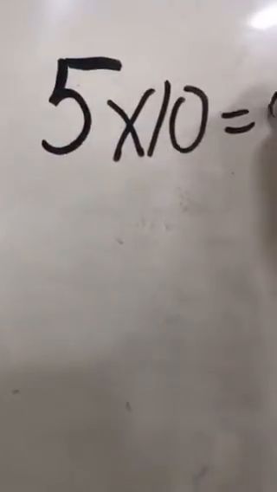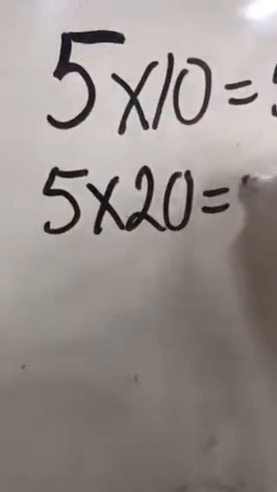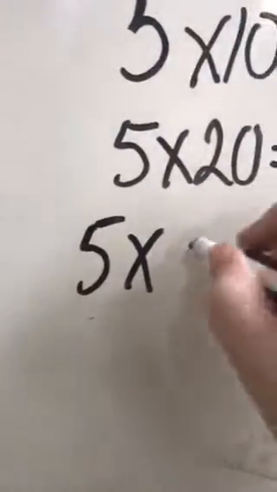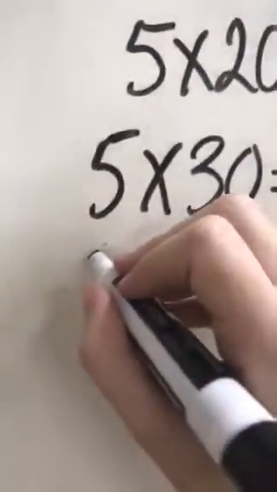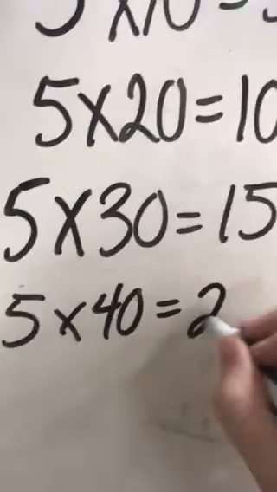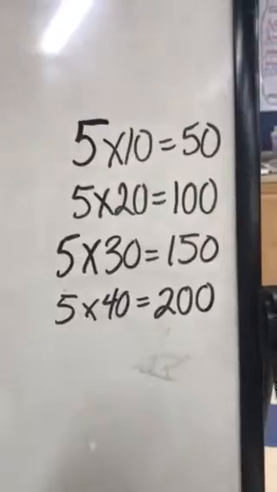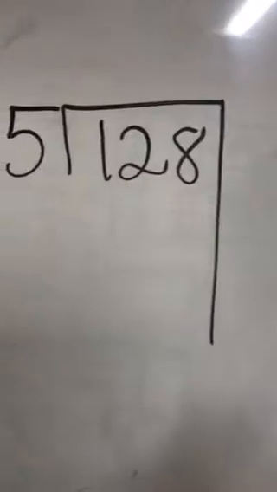So I start by listing them to the side, such as 5 times 10 equals 50. 5 times 20 equals 100. 5 times 30 equals 150. 5 times 40 equals 200. And as you can already see, with some of these numbers, some of them will work and others are going to be too small or too big.